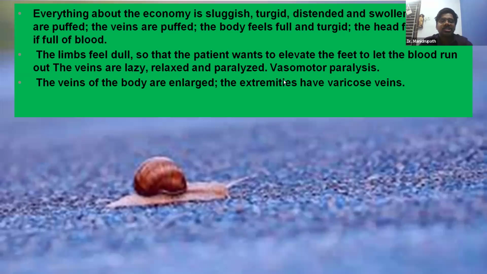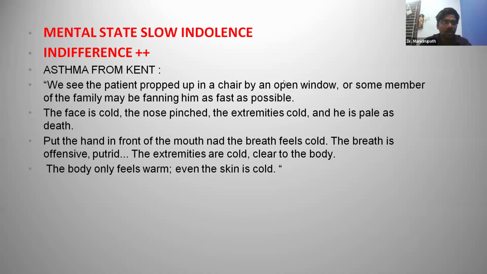Everything about the economy is sluggish. Turgid, distended, swollen, hands are puffed, veins are puffed, blood feels full, head feels full, the limbs feel dull. The patient wants to elevate the feet and let the blood run out. The veins are lazy, paralyzed, vasomotor paralysis. The veins of the body are enlarged, the extremities have varicose veins. This is the exact pathology of the sluggishness. Mental state with slow indolence, with a lot of indifference.